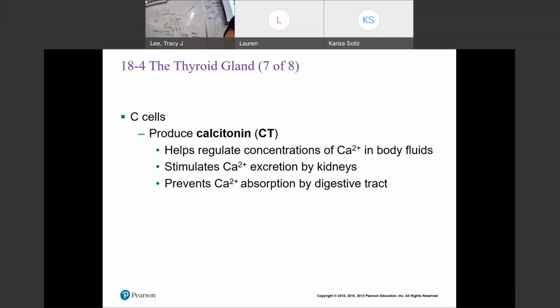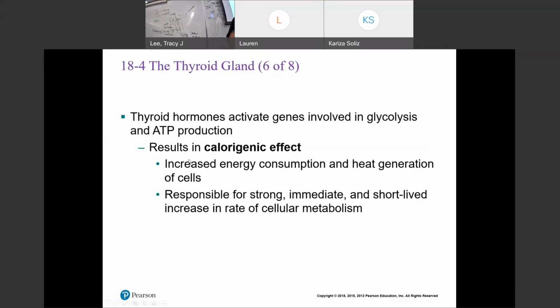All right, so that's what I want you to know. We get into our C cells. These are the ones that are producing our calcitonin. What does calcitonin do? Lowers blood calcium levels. We can lower it in a couple ways. One, we can go and put it on the bones. Two, we can stop absorbing it in the digestive system and we can get rid of it in the kidneys. So we will excrete it.